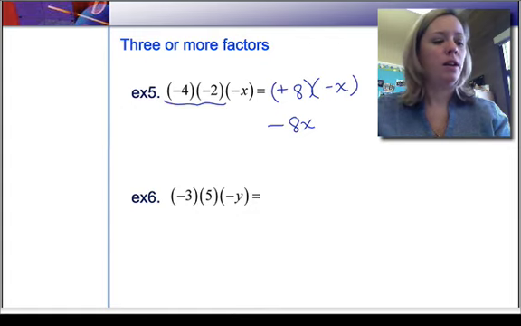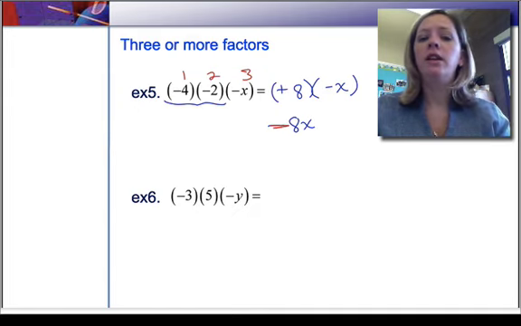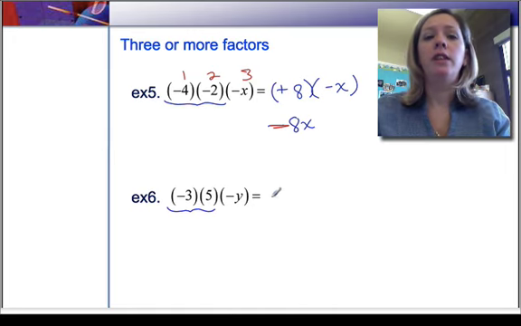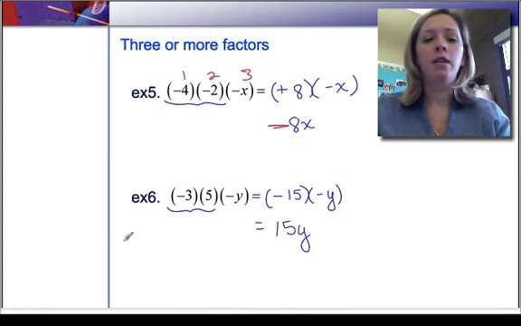Now notice we had 1, 2, 3 negative factors, 3 negative numbers we were multiplying together, and my final answer was negative. Let's see what happens in the next case and see if we can find a pattern. So we have negative 3 times 5 times negative y. Again, multiply the first two numbers together first. Negative 3 times 5 is a negative times a positive, which is negative. And 3 times 5 is 15. So we have negative 15 times negative y. Now we have a negative times a negative. So my final answer is positive, and it would be positive 15 times y, or 15y. Now notice, in this case we had 1, 2 negative factors, and my answer was positive.